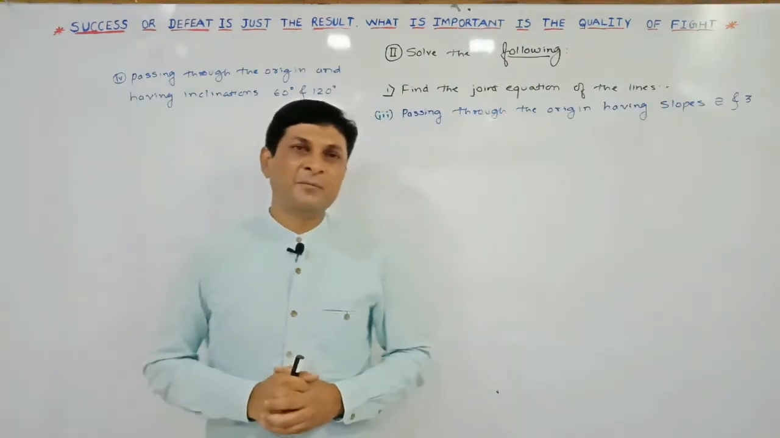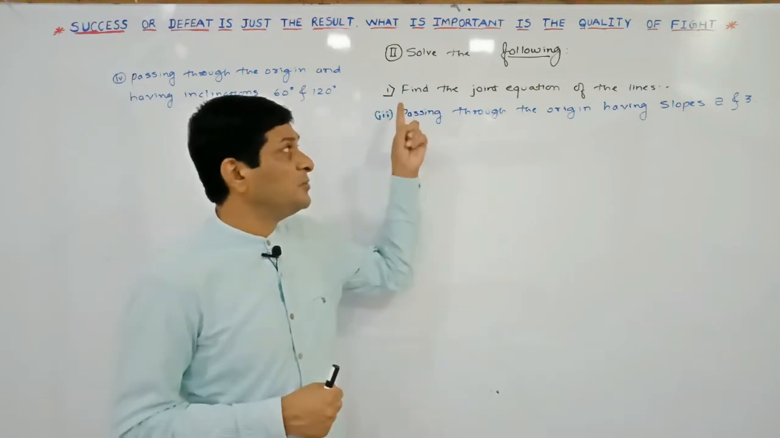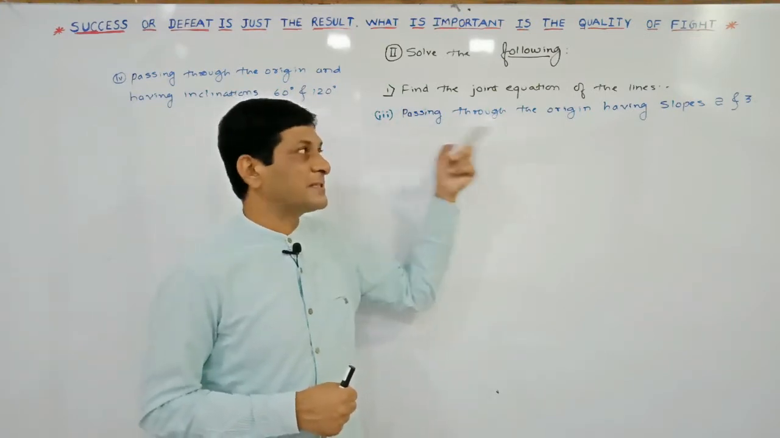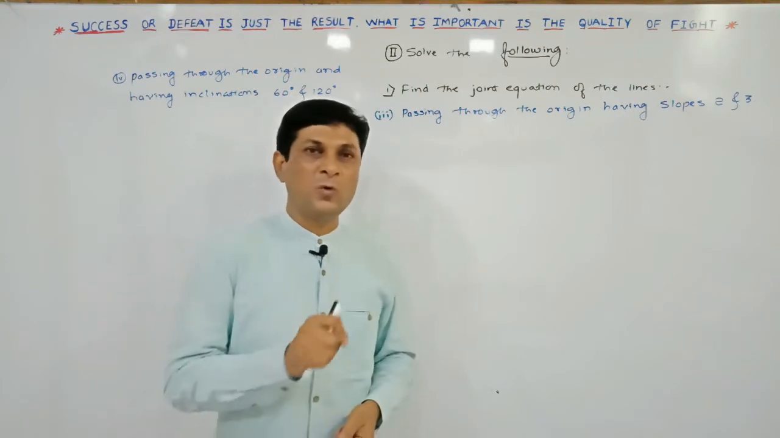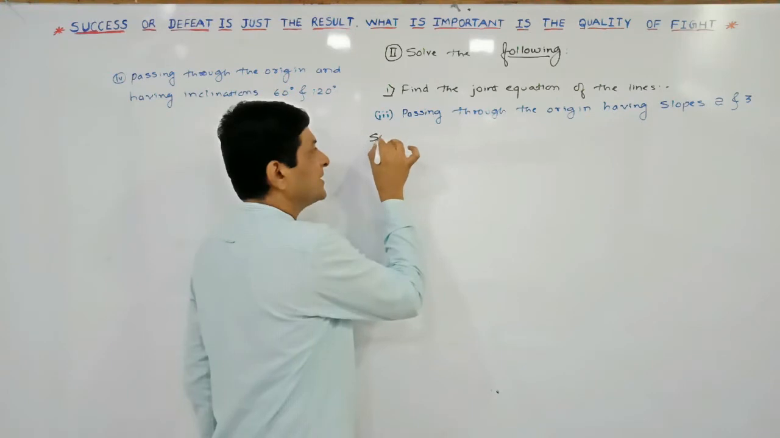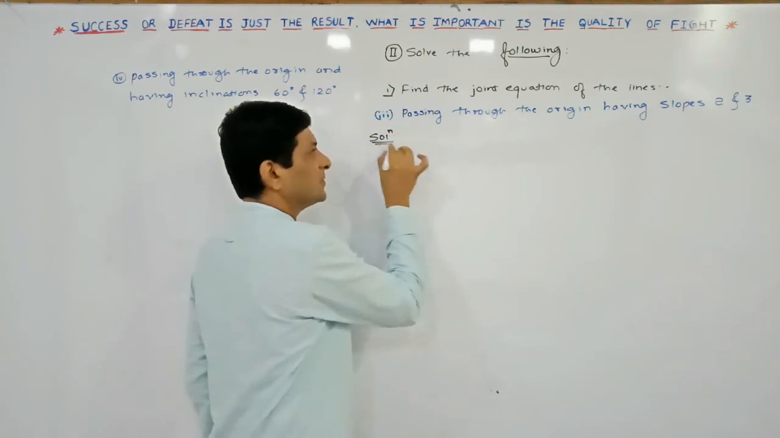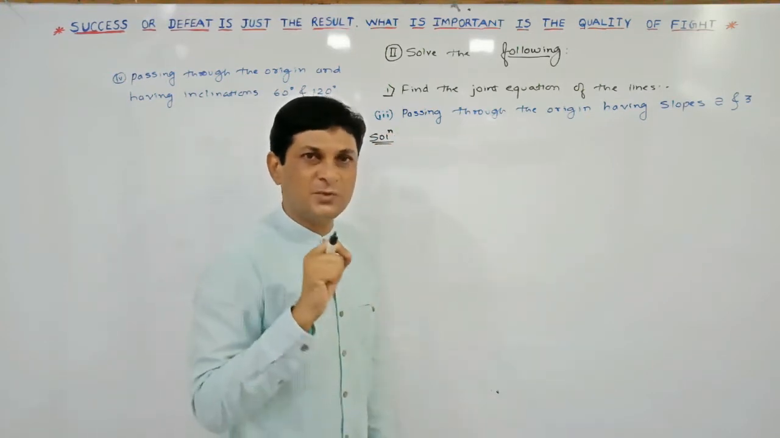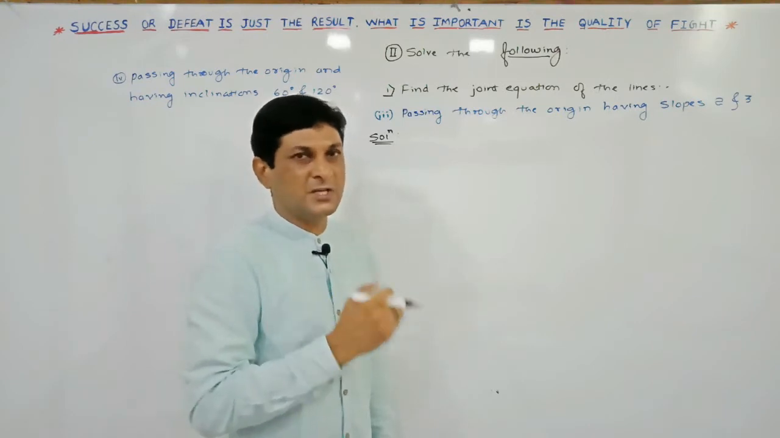Now see the example number 3rd. In the example number 3rd, we have to find out joint equation of line passing through the origin and having slope 2 and 3. So let us first try to find out equation of the lines. Here equation of lines are not given to us, but slopes are given to us. So using slopes, we are able to find out equation of line.